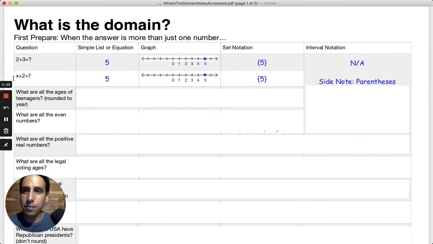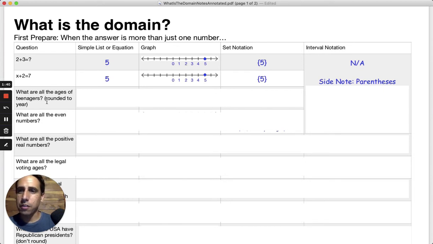Very similar, if you have x plus 2 equals 7, and you're asked to solve, then you could say x is equal to 5, or just 5 is fine in some cases. And if you wanted to plot the graph, then it would look like this: 0, 1, 2, 3, 4, 5, and put the same dot. Same thing, set notation is here. There's another way of expressing answers, and it's called interval notation. It involves parentheses, and it actually doesn't apply yet. I'll talk about that in a second.